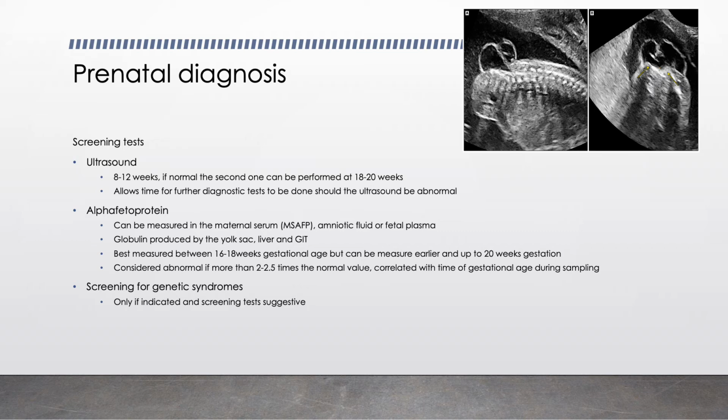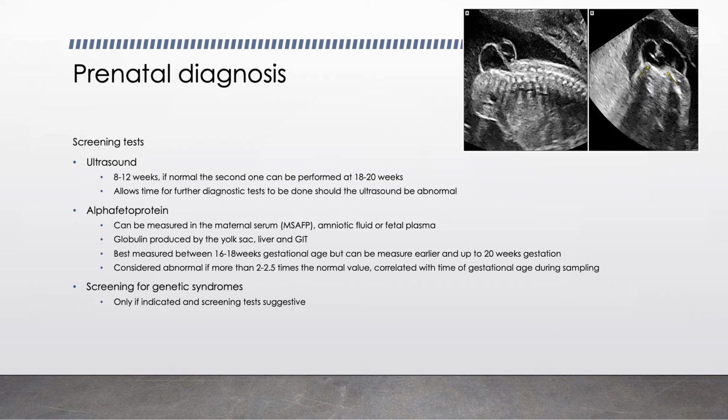We can also measure alpha fetoprotein. This can be measured in the maternal serum, known as maternal serum alpha fetoprotein, in the amniotic fluid, or in the fetal plasma. Alpha fetoprotein is a globulin produced by the yolk sac, liver, and the gastrointestinal system. It's best measured between 16 and 18 weeks gestational age, but can be measured earlier or up to 20 weeks gestation. It's considered abnormal if it's more than 2 to 2.5 times higher than the normal value, and this value is correlated to the gestational age at the time of sampling.